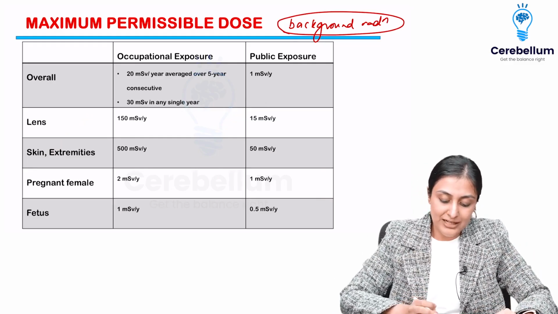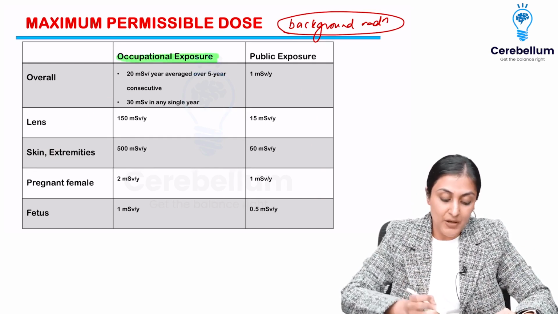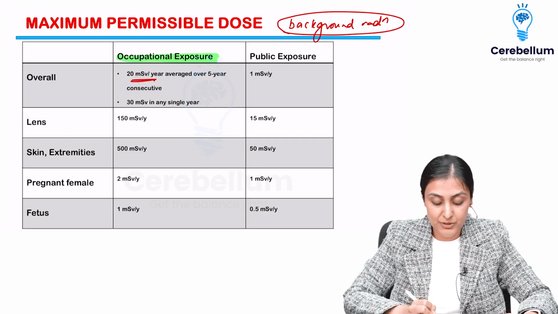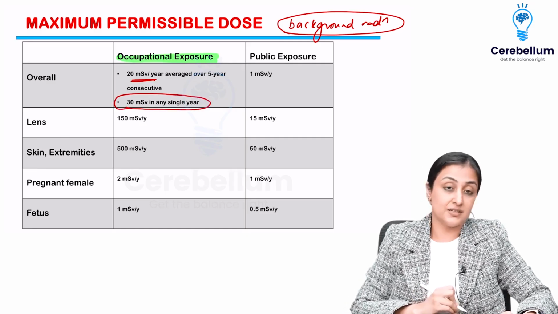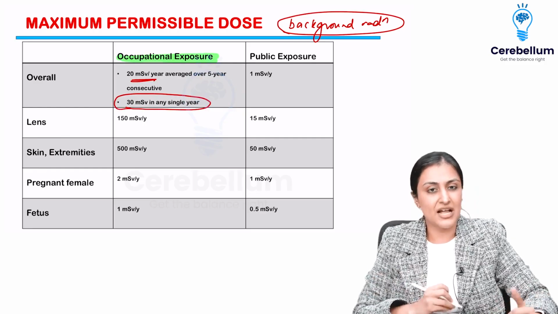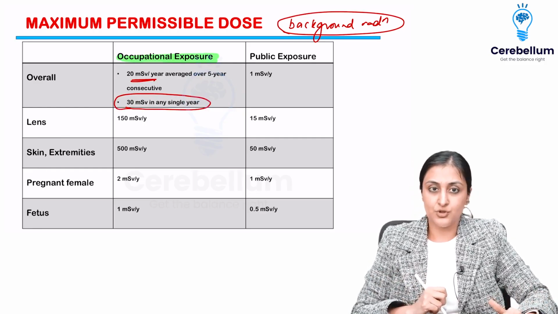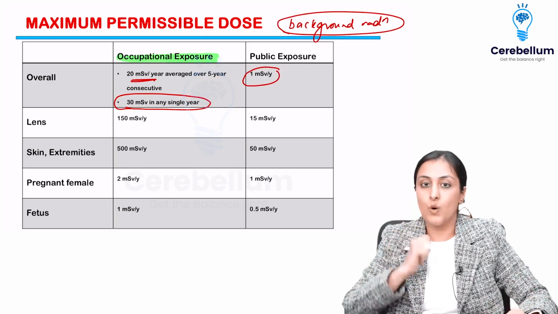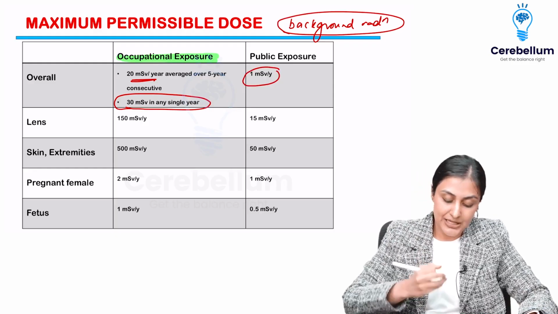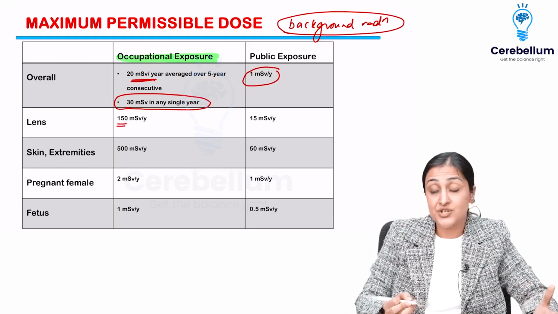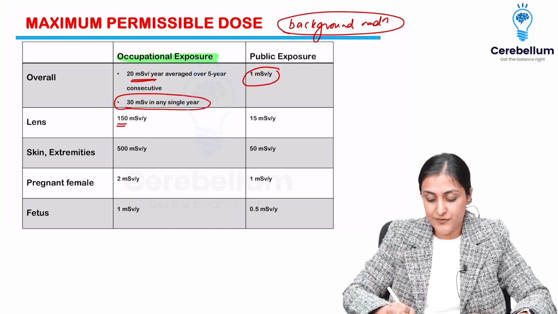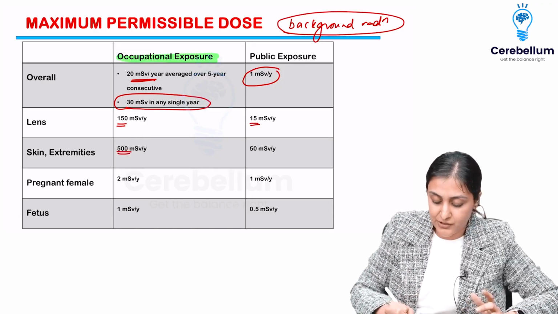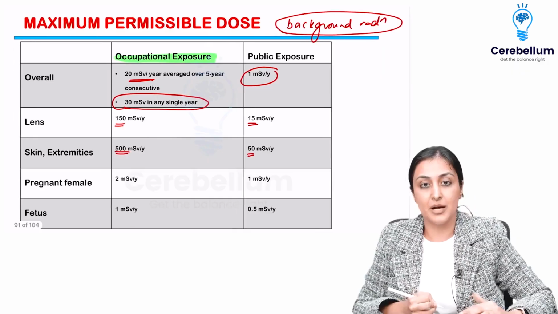So overall for anybody working in radiology, it is 20 millisievert if you average it out over 5 years, but for a single calendar year, it is 30 millisievert. So 30 is a better answer. Whatever is there in the option, you mark. For public, aam janta, aam number, 1 millisievert per year. Lens is the most radiosensitive part. So that's 150. For public, remove a 0. Skin extremities, it's 500. Remove a 0 for public, becomes 50.